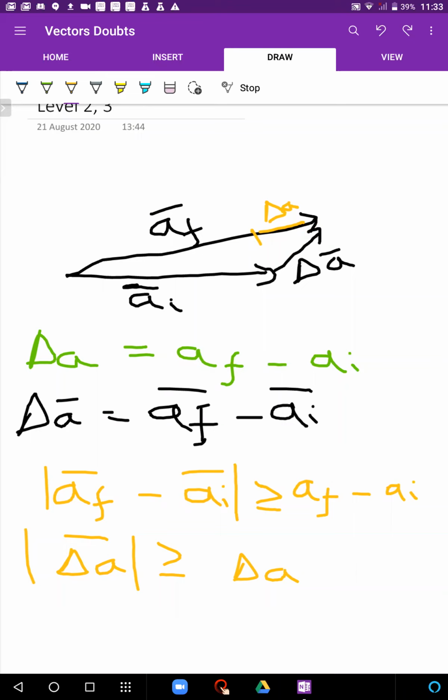Now when you compare the two, you can clearly see that delta A bar is like the hypotenuse of this triangle. Delta A bar is definitely going to be greater than delta A. So delta A bar clearly looks like it's going to be greater than delta A. The only scenario in which it will be equal to delta A is if there is no rotation.